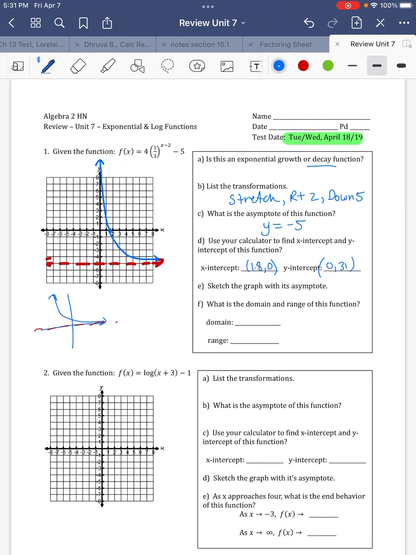What's the domain and range? So the domain, how far left and right does this graph go? It goes forever in each direction, so -infinity to infinity. The range, on the other hand, is everything above that -5 line, so -5 to infinity.